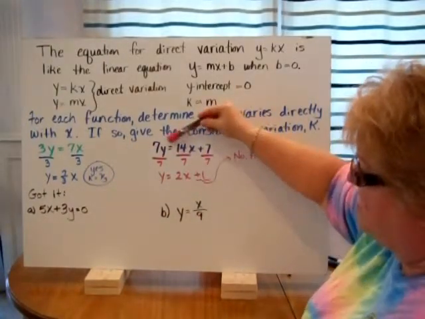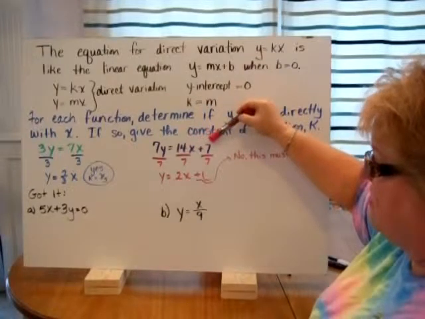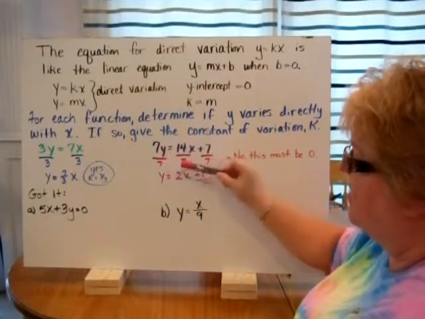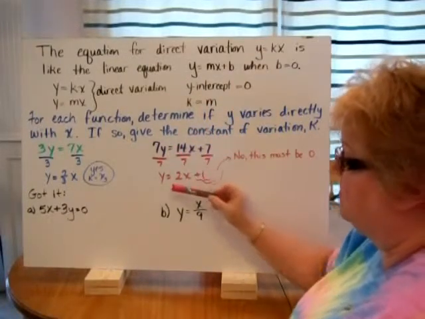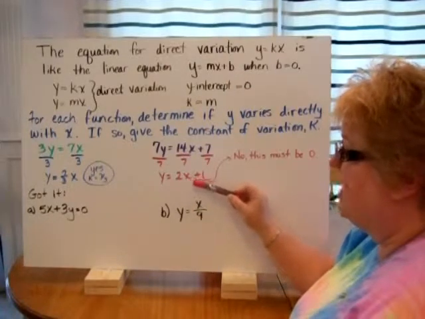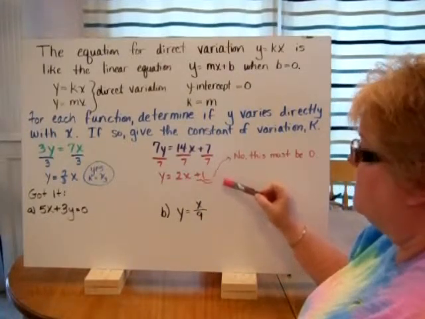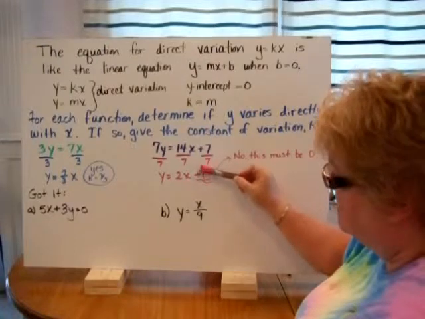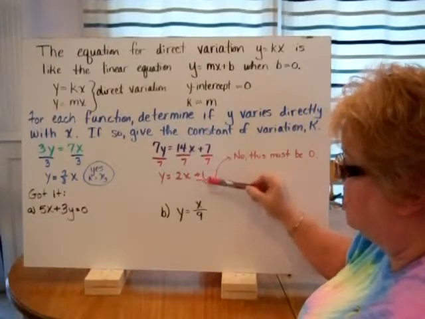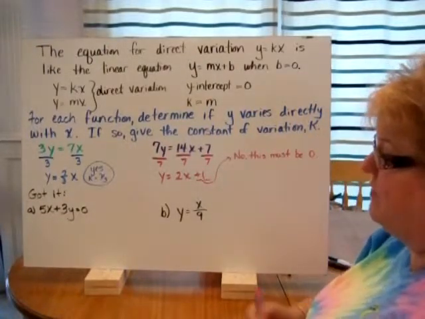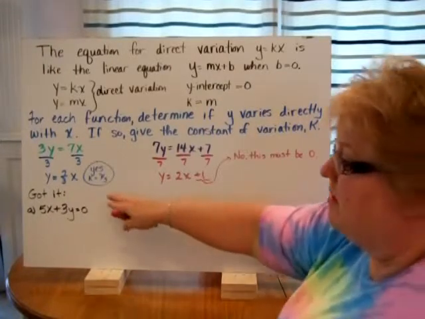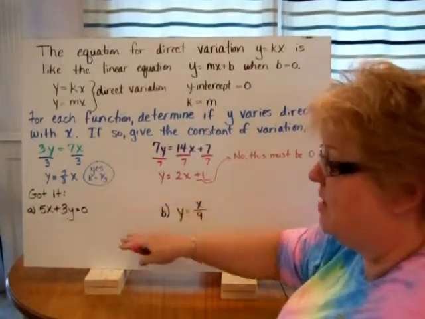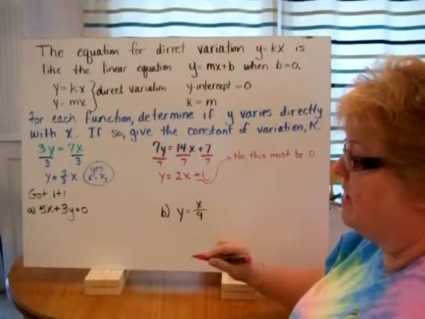In this problem, we have 7y equals 14x plus 7. We solve for y by dividing every term by 7, which gives us y equals 2x plus 1. This is not a direct variation because this has to be 0 in order for it to be direct variation. Okay, another "got it"? Pause the video, copy and work the problems, and then start it again to check your work.